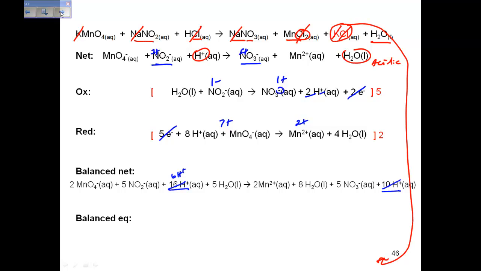And I also have the same thing with waters. I have 5 waters and 8 waters. That means 5 of them are canceling on both sides, leaving me an excess of 3 waters on my product side.